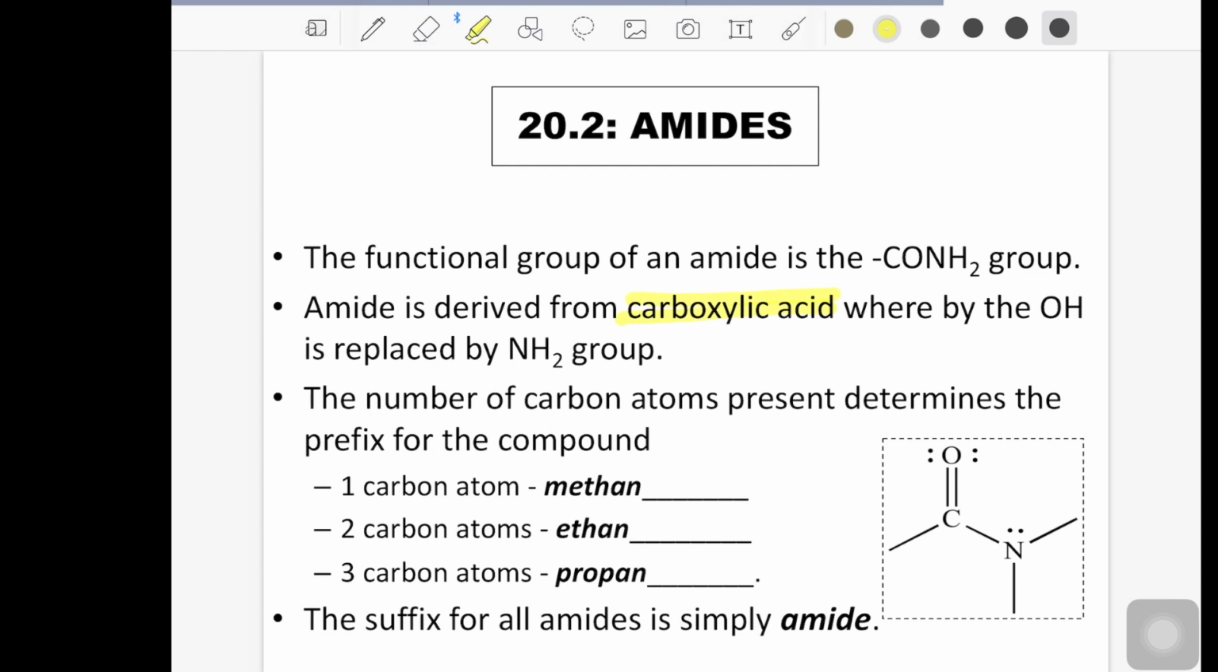Naming amides: the name ends with amide, and then the prefix depends on the number of carbons. So if you have one carbon, it will be methanamide. If it is two carbons, it's ethanamide. Three carbons, propanamide, butanamide, and etc.